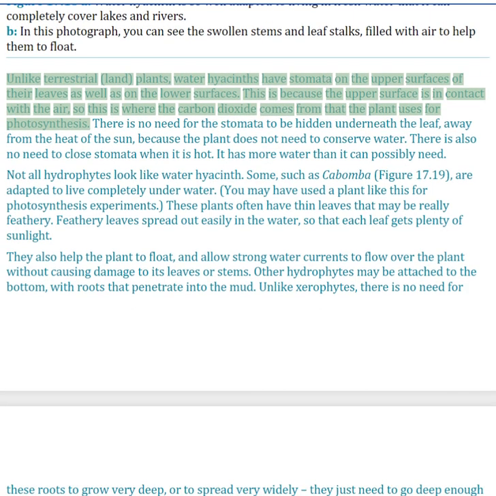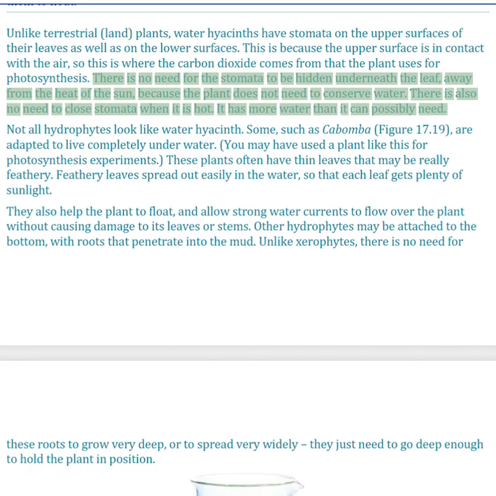Unlike terrestrial plants, water hyacinths have stomata on the upper surfaces of their leaves as well as on the lower surfaces. This is because the upper surface is in contact with the air, so this is where the carbon dioxide comes from that the plant uses for photosynthesis. There is no need for the stomata to be hidden underneath the leaf, away from the heat of the sun, because the plant does not need to conserve water. There is also no need to close stomata when it is hot. It has more water than it can possibly need.